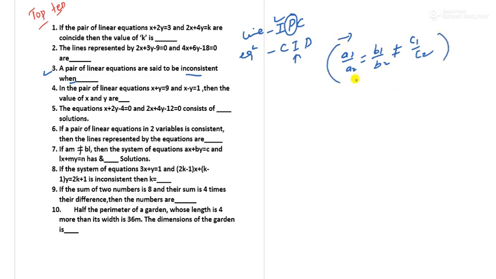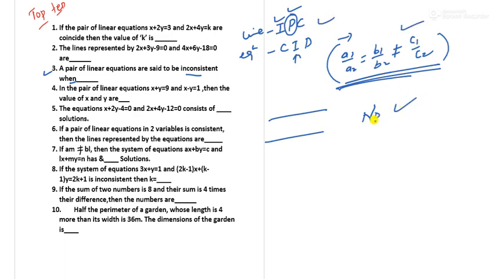If they give you conditions, so this is the answer. If they ask you whether they are parallel, intersecting or coincident, then the answer is parallel. If they ask you the number of solutions, so for parallel, how many solutions? No solutions. So in a single question, I am explaining three different types of question that can be asked. Okay, so I hope you have understood this also.